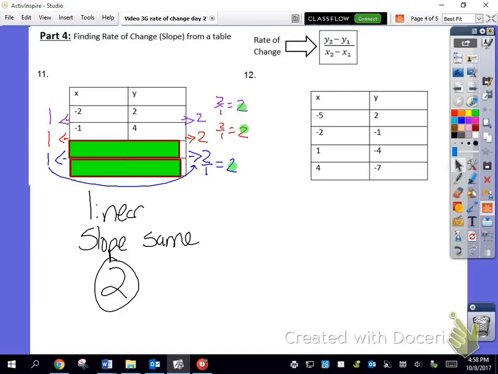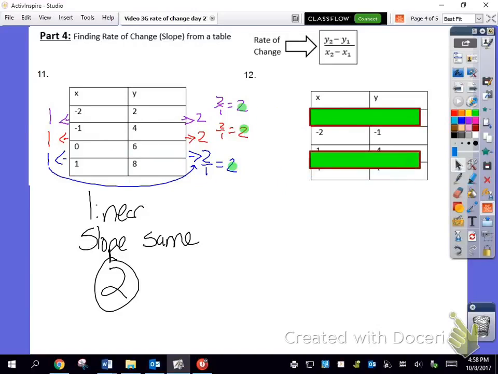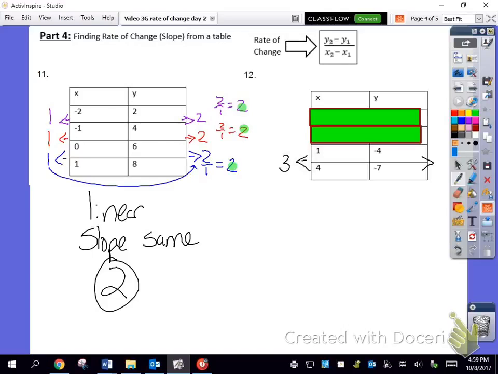So it doesn't matter which 2 you use. I could use that point and those 2 points. I could do that. It doesn't matter. I can find my rate of change however I want to. I just think it's easier to find the 2 next to each other. And if I can, I like to use the positive numbers. 4 minus 1 is 3. Negative 7 minus negative 4.